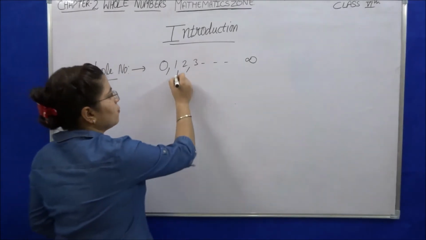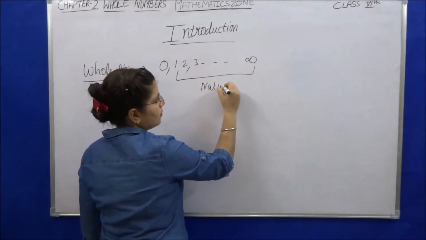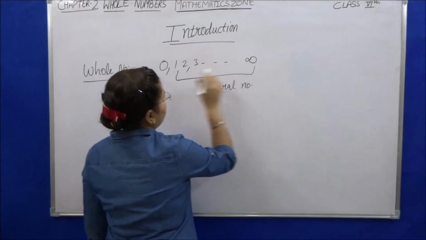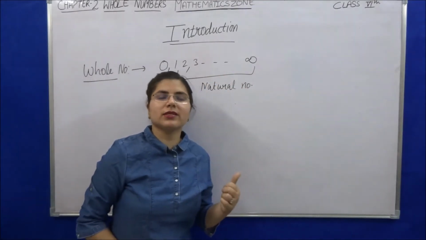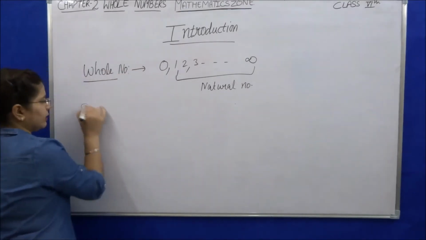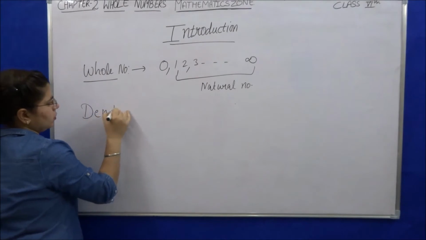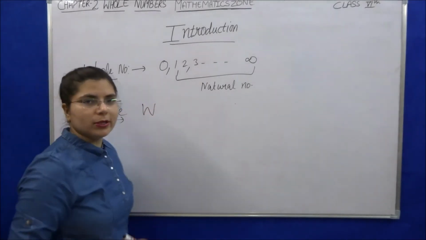Now here the numbers from 1 to infinity are the natural numbers. And when we add a 0 to the natural numbers, then those numbers are called the whole numbers. Now how do we denote whole numbers? Whole number is denoted as W.